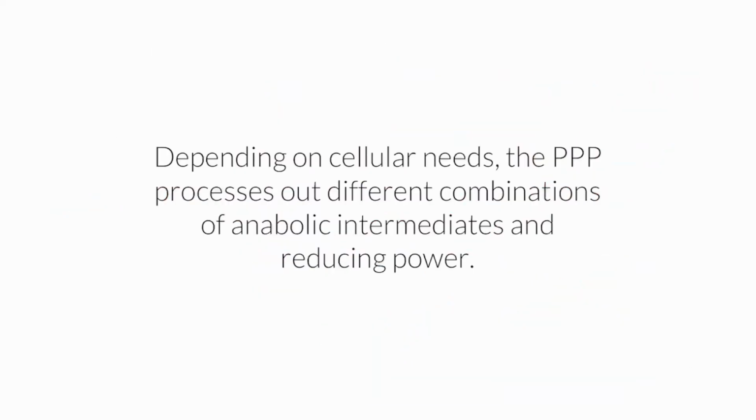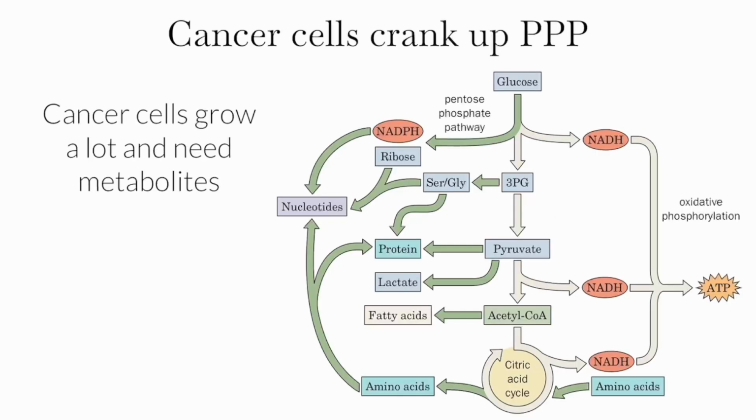And what this basically means is, depending on cellular needs, the pentose phosphate pathways can process different combinations of anabolic intermediates, and then, as we'll see with the oxidative part, reducing power, allowing it to access all kinds of interesting configurations.